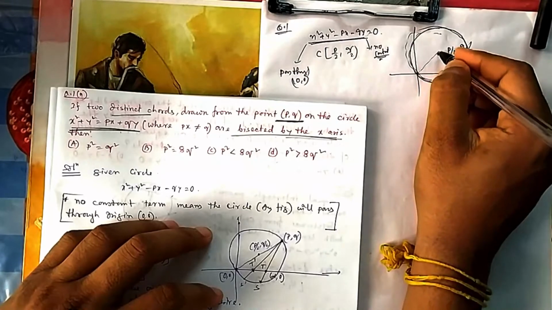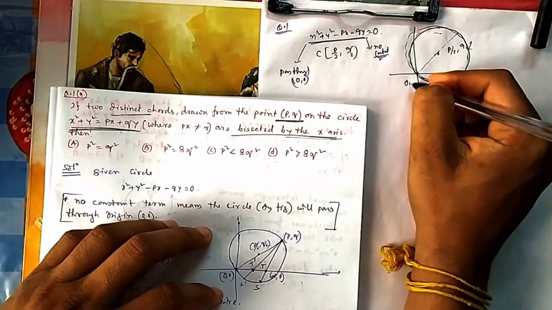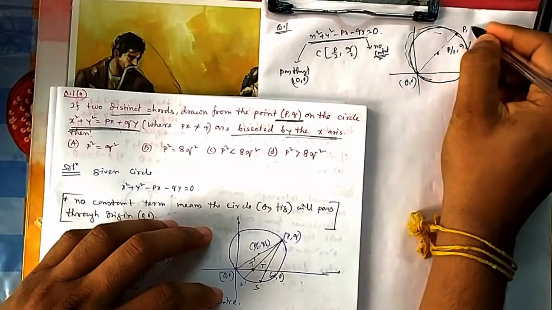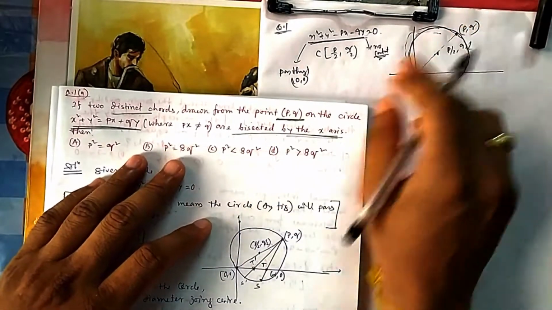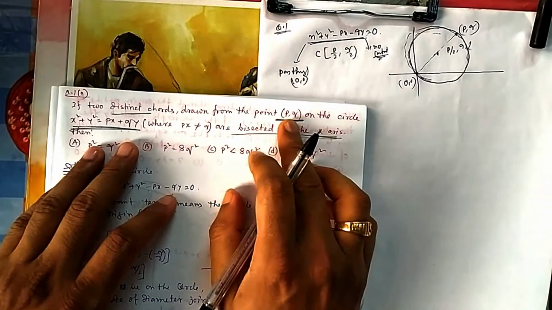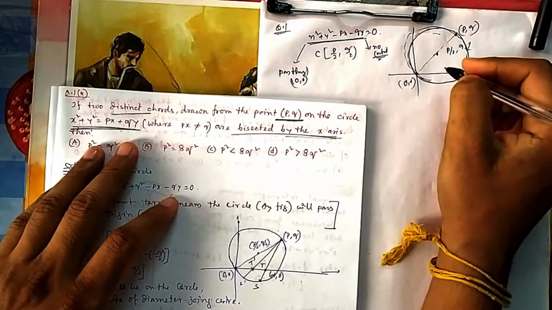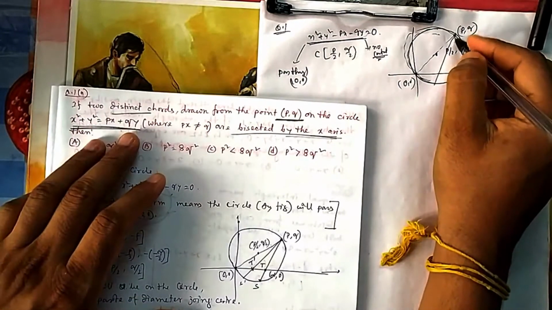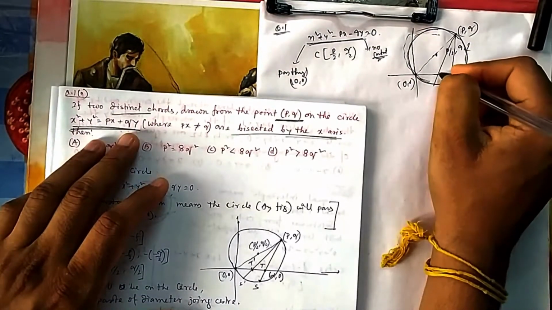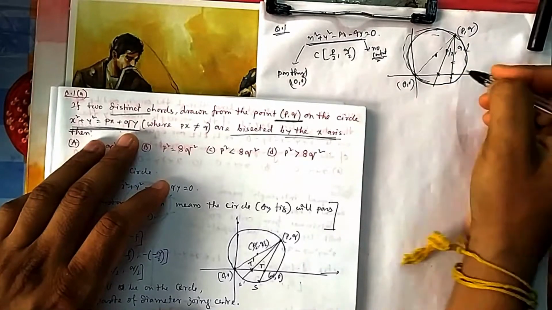Now you can see, if this is p by 2, q by 2 and this is 0, 0, then obviously this point is (p, q). The point they are saying is on the circle itself, though they have not mentioned it. So from this point on the circle, you have to draw two distinct chords, two different chords, that have to be bisected at this point. So this and this have to be equal.